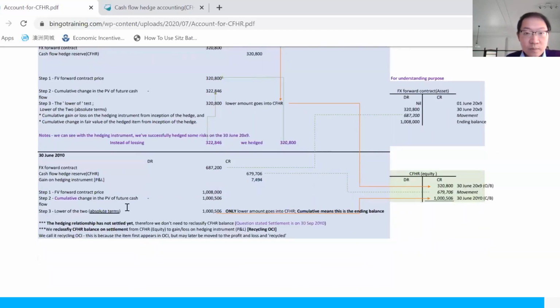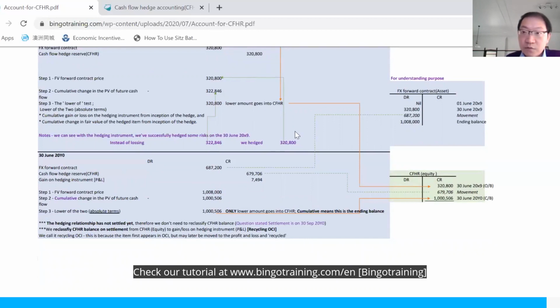And so that is it for this example. I hope you were able to understand a bit more clearly how we calculate the cash flow hedge reserve using the lower of test.